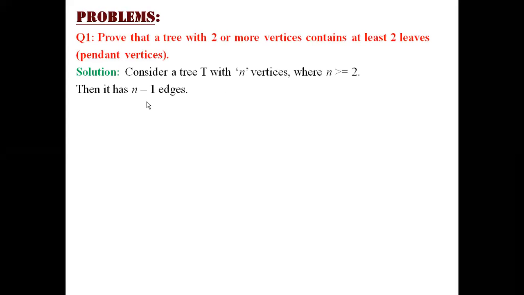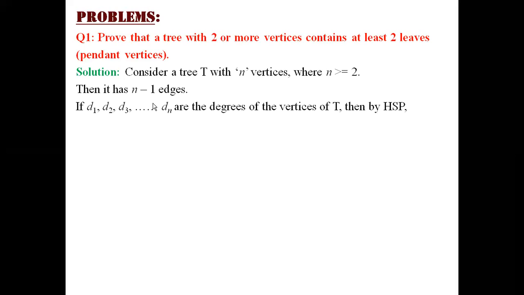Then it has n minus 1 edges. According to the theorem we just proved, a tree T with n vertices has n minus 1 edges. That is the reason we are writing that this tree has n minus 1 edges. Suppose D1, D2, D3, etc. up to Dn denotes the degrees of the vertices of the tree T.